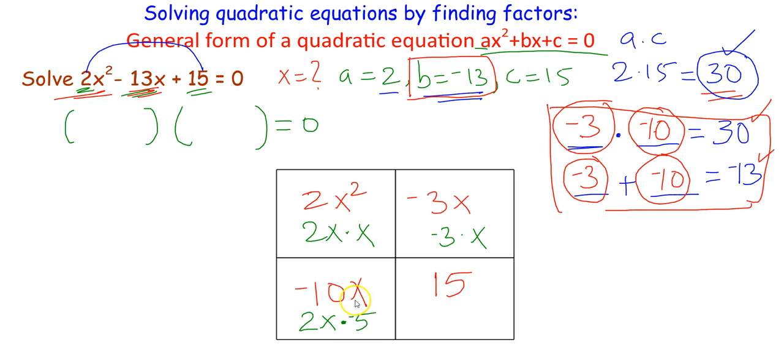So negative 10x is written as 2x times negative 5. Okay, now let us go to the last box here. 15. We already know that it is 3 times 5. So do I just have to write 3 times 5? Of course, you can write 3 times 5, which is equal to 15.